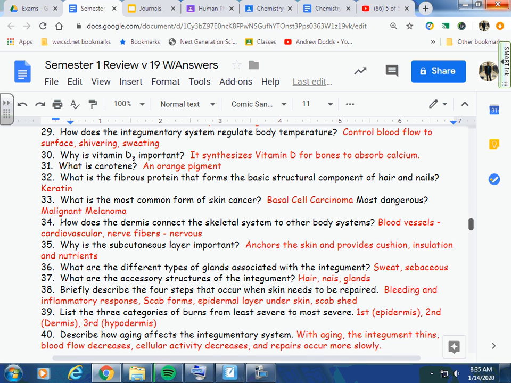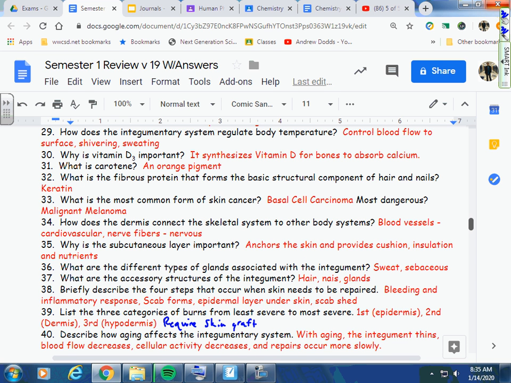39, 3 categories of burns. First degree is just going to be affecting the epidermis. Second degree is going to go down to the dermis. And third degree is going to go all the way down to the hypodermis. That would require a skin graft, taking skin from one part and putting it there.